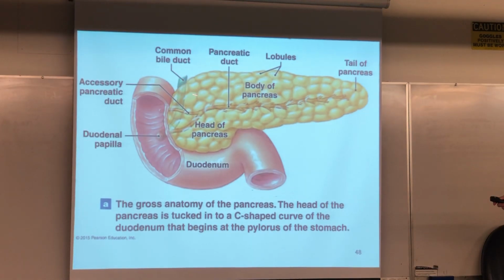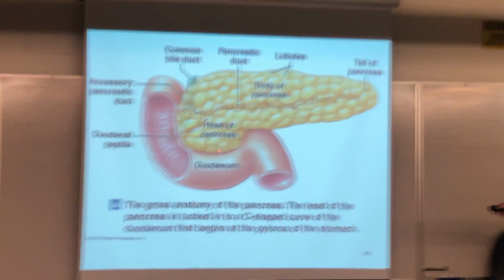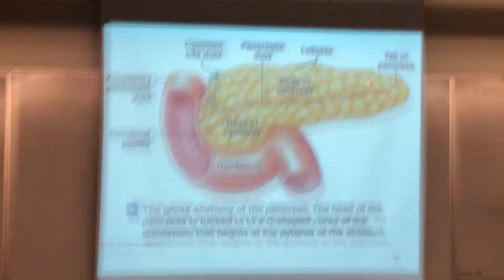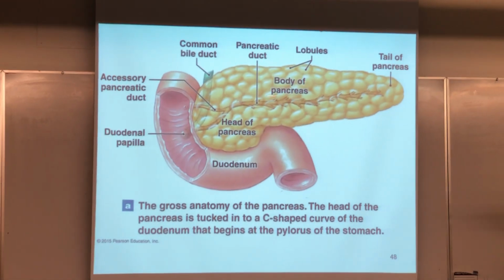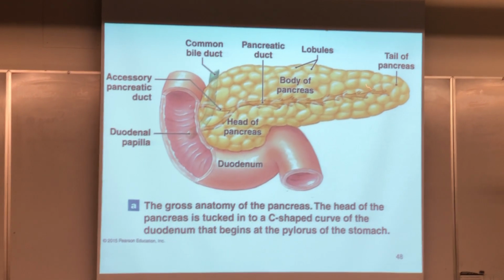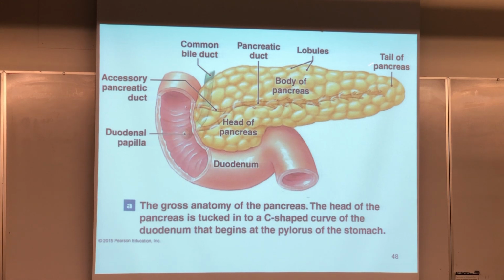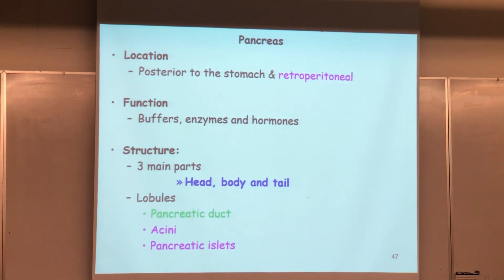We have the head, tucked up against the side of the duodenum. You have the body, which goes along the side of the stomach, and then the tail kind of follows the upper part of the greater curvature. They just kind of straighten it out for us to see. But I can see that there's the tail, there's the body, and there's the head of the pancreas.